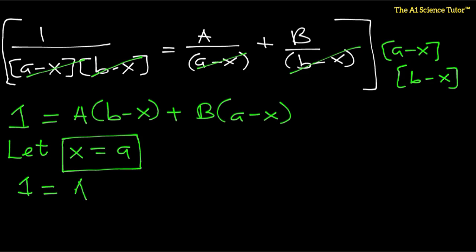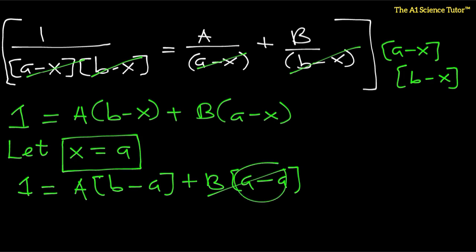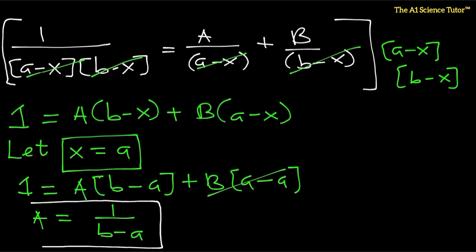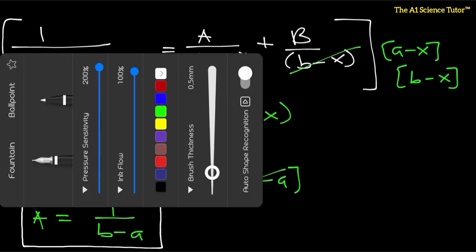So this is going to be a multiplied by b. So this is b minus a, and this is going to be plus b into a minus a, which cancels out because this will be 0. And 0 multiplied by b, that is going to be 0. So this basically is just what we're going to have. And so this makes a to be 1 divided by b minus a, right? Now this is what you have.